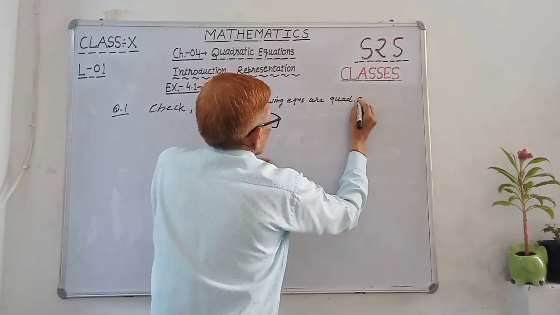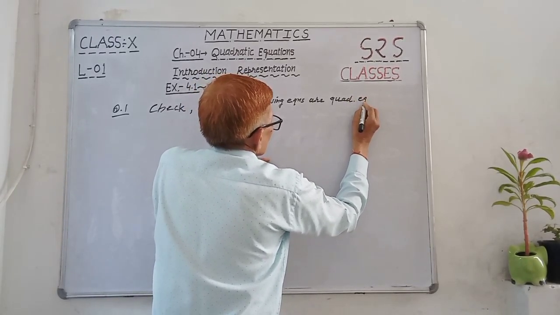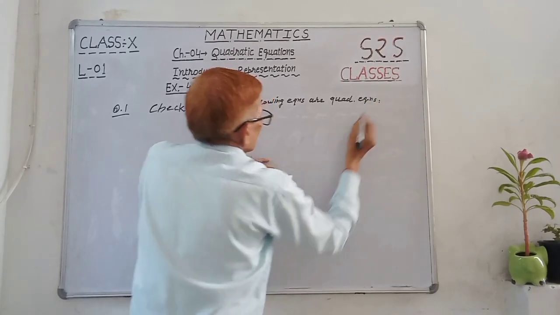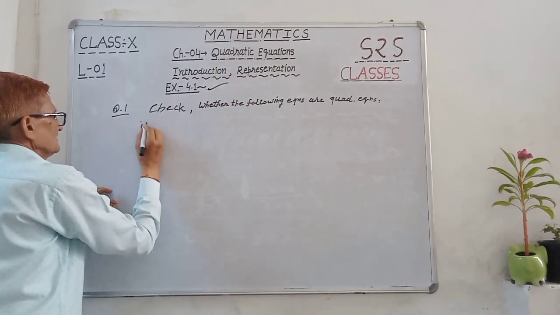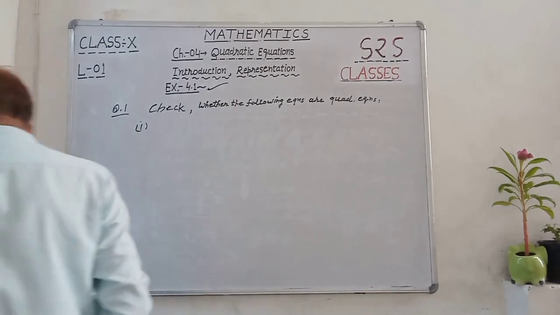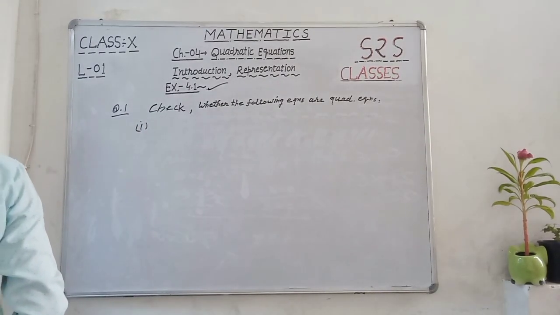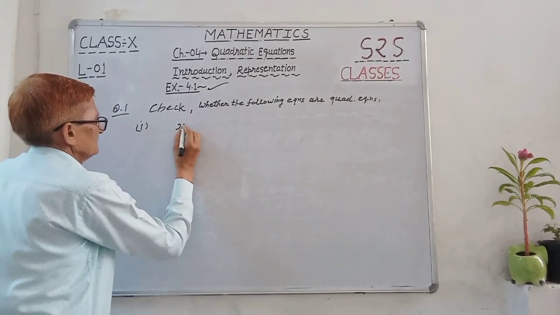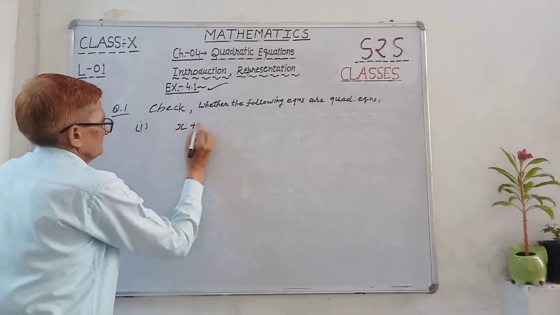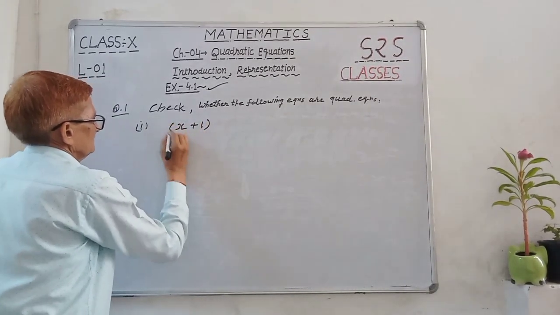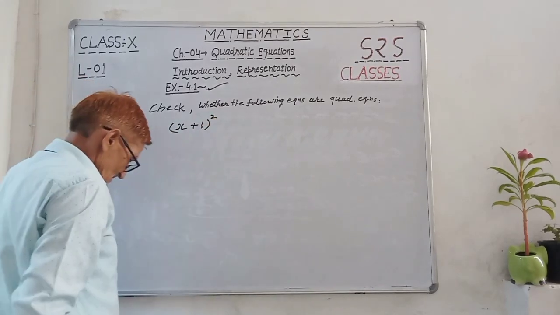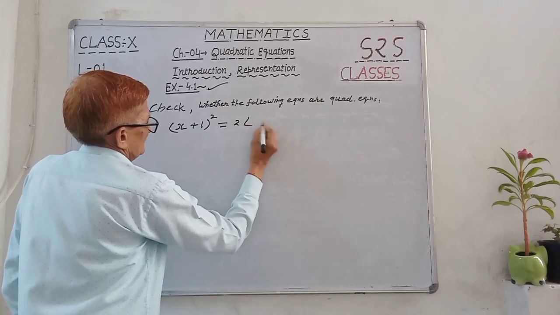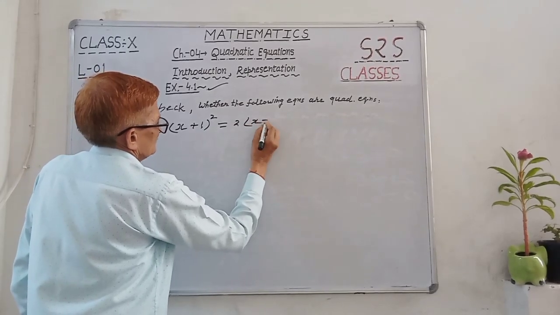Are these quadratic equations? This first part. What is the first part? First part is (x plus 1) whole square equal to 2 into (x minus 3).